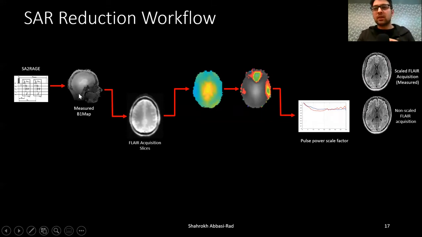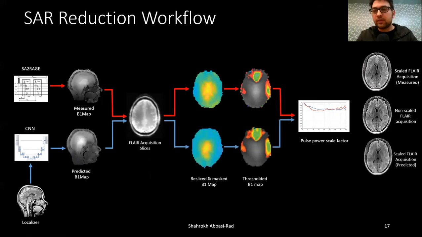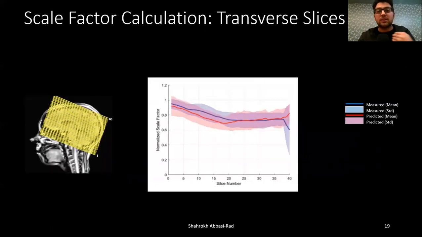Now we want to see if CNN can help us get rid of this measurement step. We started with this localizer, we fed it into the model, we predicted the prior information, and then we did the same thing, and we acquired another scaled mode of the FLAIR. This time, we used the scale factors that are calculated based on the predicted prior information. In the result, you can see that the scale factors are following the same trend. It means that the accuracy of the prediction was good enough, and it didn't affect our application in vivo. So for the purpose of scale factor calculation, the prediction of the model was accurate enough.